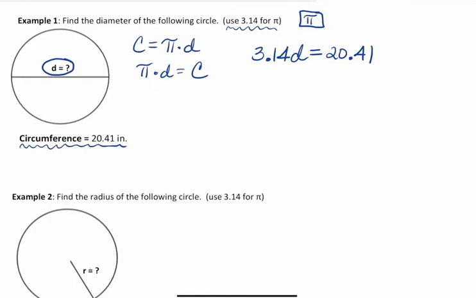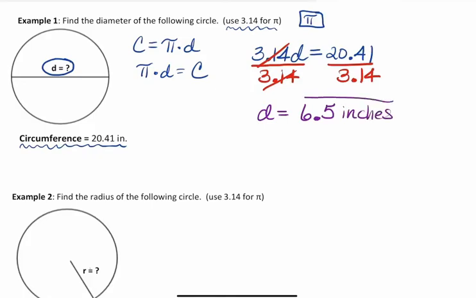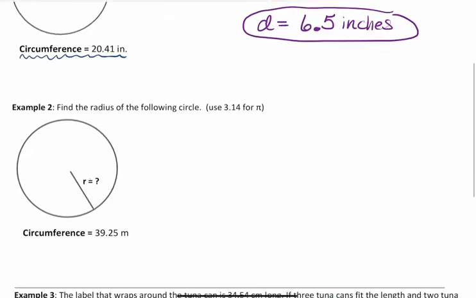Well, this is a basic one-step equation. When you have a number next to a letter, even though it's a decimal in this case, you divide both sides by that number. So we're going to divide both sides by pi. You're going to probably do this on most of the examples today. Those cancel each other off, and now it's just a matter of figuring out what 20.41 divided by 3.14 is. If you did everything right, you should have ended up with 6.5. So we got 6.5 inches on this particular example. And that was pretty easy, wouldn't you say?